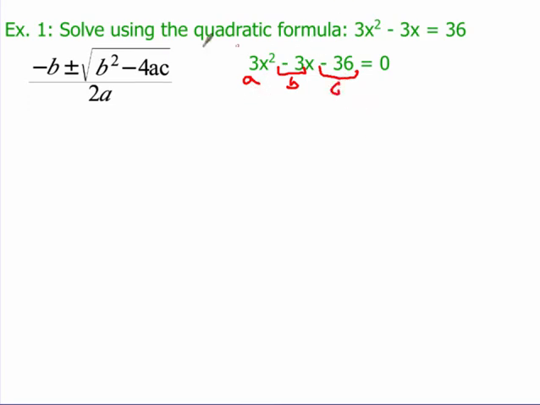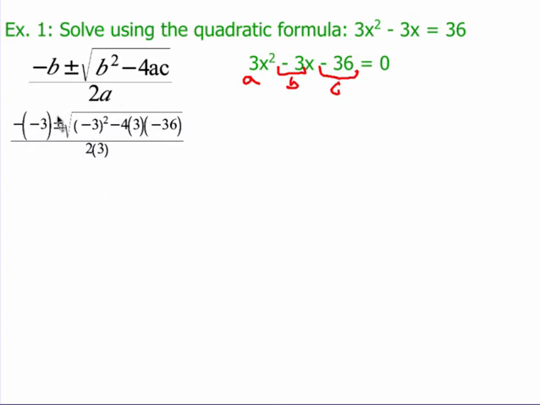So I'm going to take these, and I'm simply going to plug them into the formula, negative b plus or minus the square root of b squared minus 4ac all divided by 2a. So I've gone ahead and done that. Just plugged all of the numbers here into the quadratic formula over here. All right, so now I simplify.